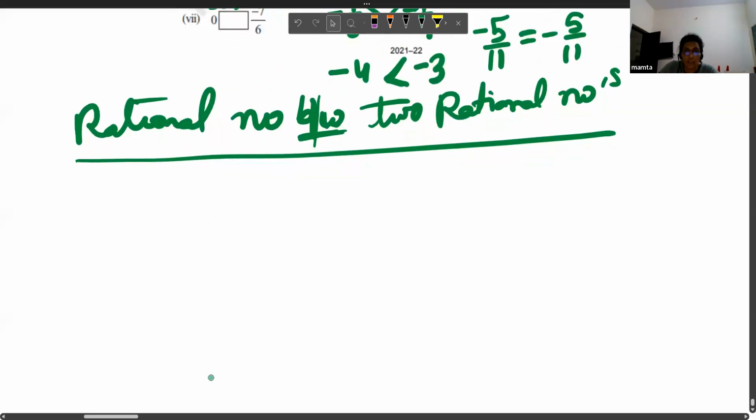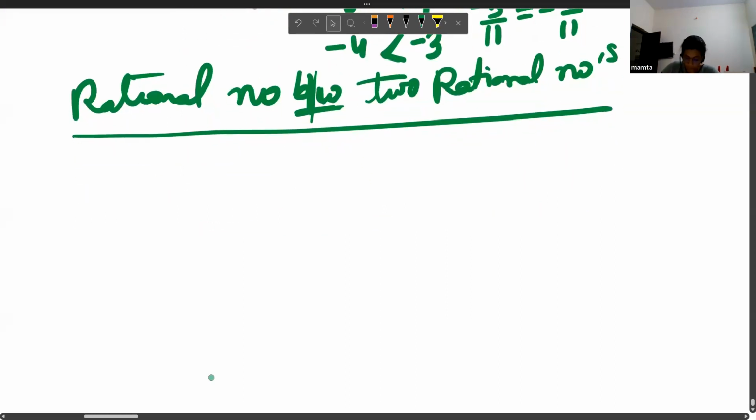Okay. How will you write the rational number between two rational numbers? So it is also very easy. If I say 2 and 5, write the number between 2 and 5. So how will you write? 3, 4 are the numbers between 2 and 5.